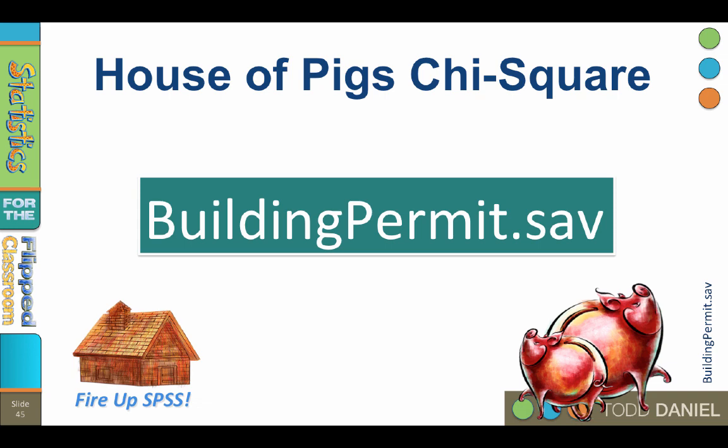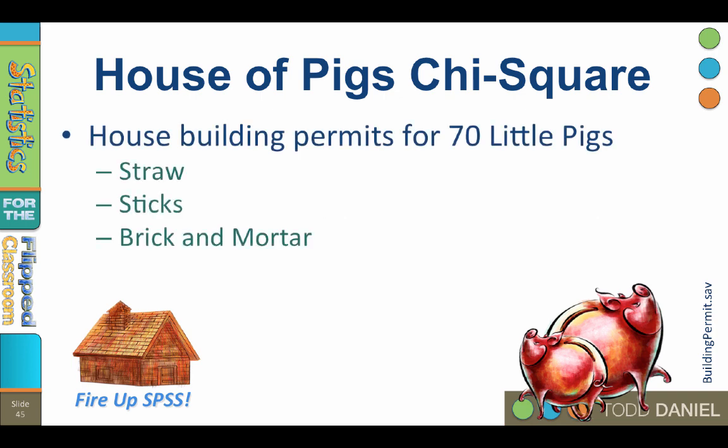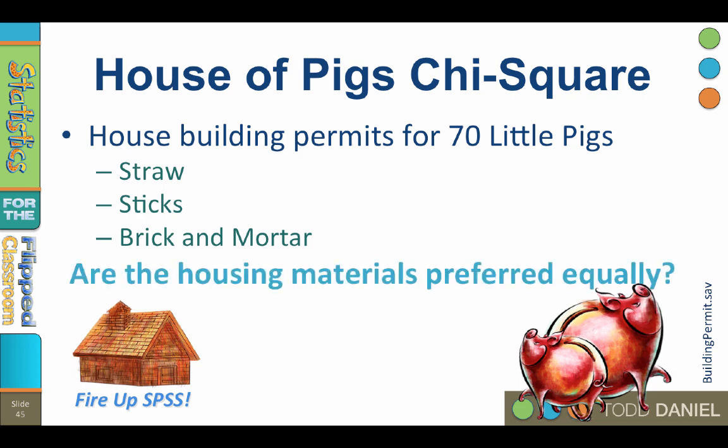We are using the dataset BuildingPermit.sav, and you need to open this dataset in SPSS. The dataset contains the results of building permits for 70 little pigs. A house inspector randomly samples building permits pulled by 70 little pigs who were building houses to determine whether a pattern exists in the materials that the little pigs chose for housing construction. The permits are categorized based upon whether the little pigs apply to build their houses out of straw, sticks, or brick and mortar. Our research question is, are the building materials preferred equally?